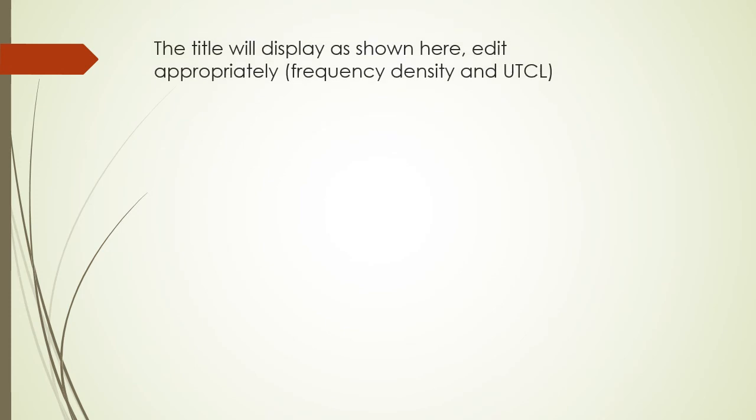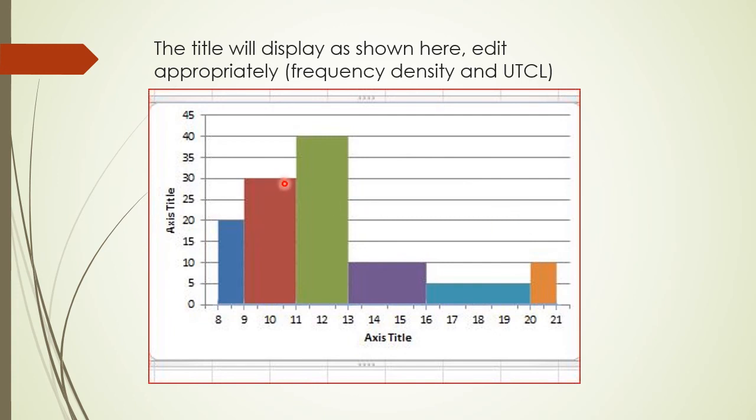It will display as shown here. Edit appropriately, putting frequency density and the upper class limit. Having selected that, they'll appear like this, but now you can just edit the axis title here. This one here needs to be upper class limit, so ensure that it's that particular way. When it's that way, you now can go to the next one here and edit appropriately, so that now we have upper class limits on the x-axis and the frequency density for the y-axis.